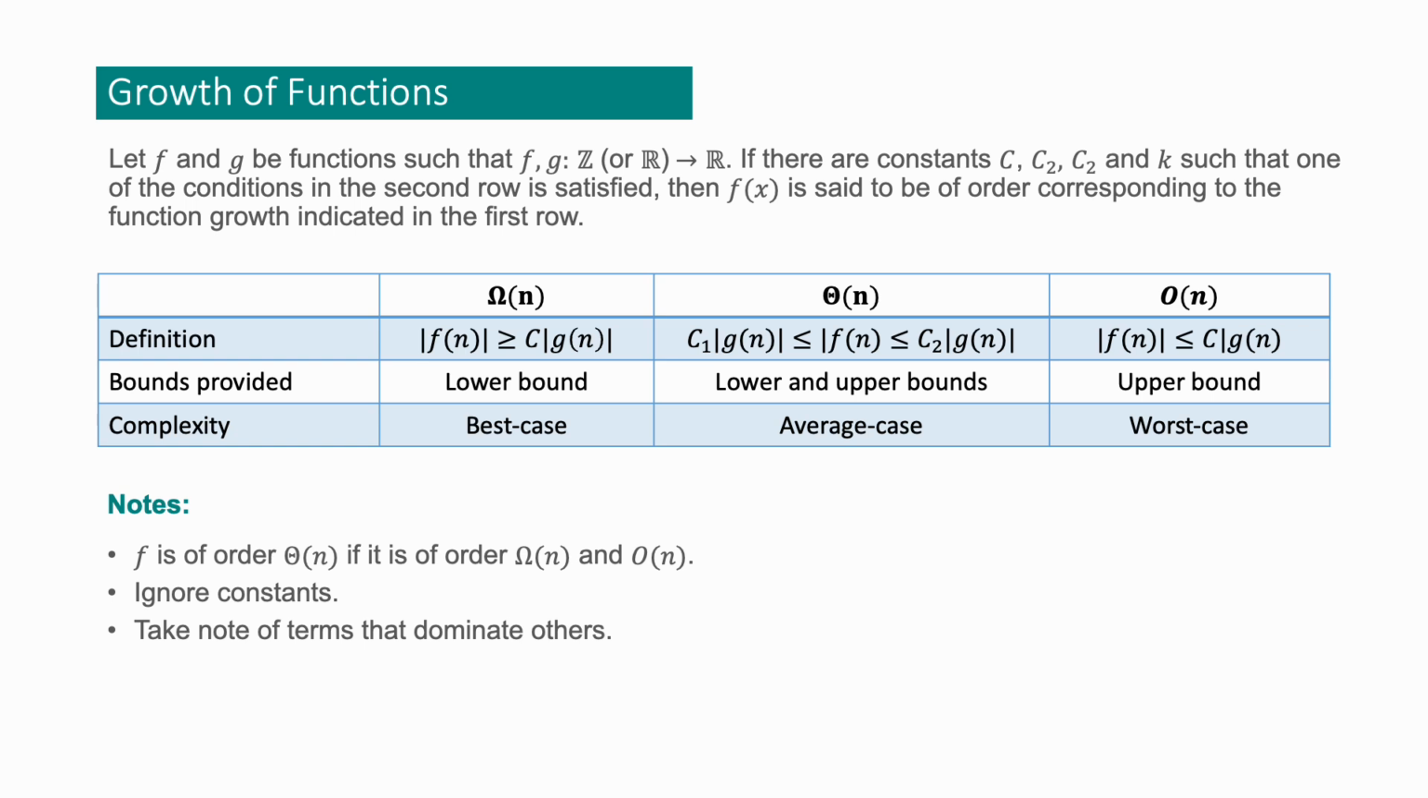So f is of order theta if it is of order omega and O of n. When you consider growth of functions, you can ignore the constants. You only take note of the terms that dominate others. In the context of algorithms, we will discuss this further by identifying the number of operations in an algorithm.